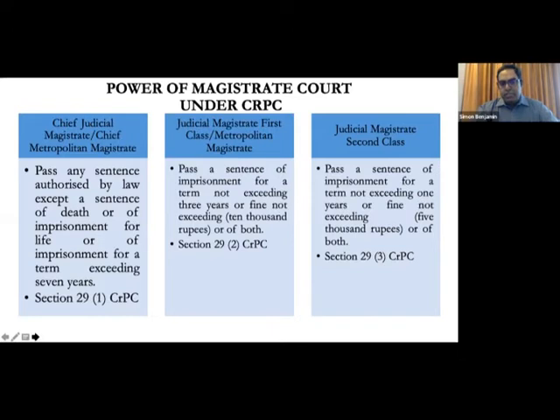The judicial magistrate first class will be able to impose a punishment not exceeding 3 years. And there's also a restriction on the amount of fine they can impose, which again cannot exceed 10,000 rupees. The judicial magistrate second class can only deal with cases where the punishment prescribed is up to 1 year. So it cannot exceed that 1 year sentence. And even the fine has a restriction of 5,000 rupees.